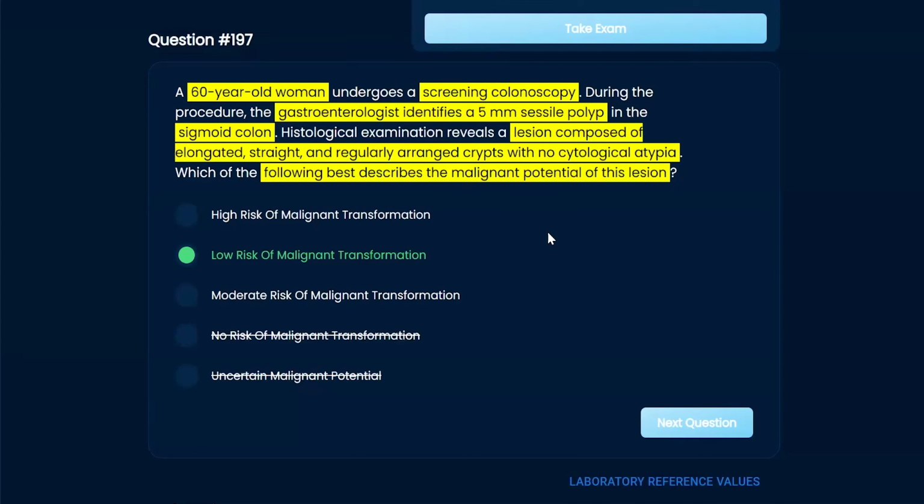It doesn't look nasty, because if they were to describe it as something irregular, where you can't tell the architecture, you have high atypia, you have high mitotic figures, meaning it's dividing fast, those are all things where you're like, oh man, that is like cancer. That's how I work through it.